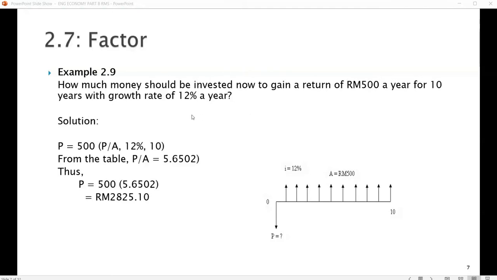We try this one. Okay, example 2.9, sorry.